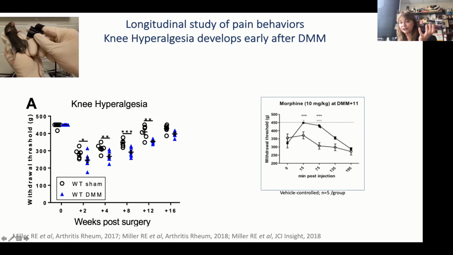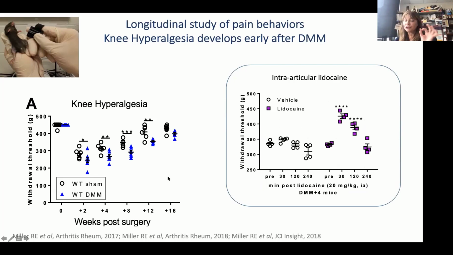We can actually turn this around with morphine. This is a vehicle-controlled experiment. So that is indicative of the fact that this is actually a pain-driven behavior. And what's really important, and I'll get back to that, is that when we inject lidocaine intra-articularly compared to vehicle, again in a blinded fashion, we can actually reverse this mechanical allodynia. What that is telling us is that this mechanical behavior is actually mediated by intra-articular nociceptors. And again, I will come back to that in a minute.